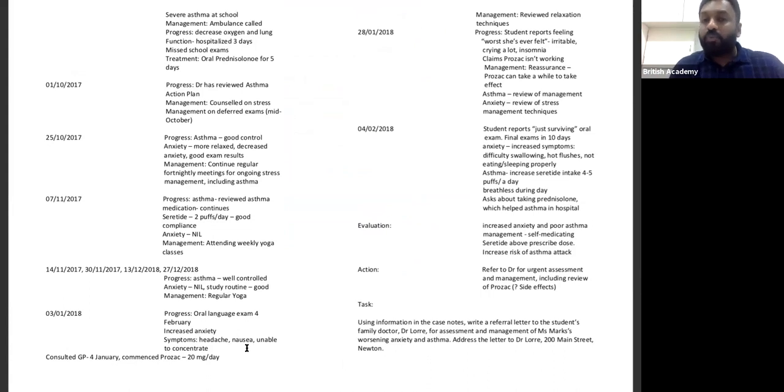So after the Prozac was started, you can see 28/1/2018, patient progress: student reports feeling worse than she ever felt, irritable, crying a lot, insomnia, claims Prozac is not working. So this is the initial event, which can be your second paragraph. This is not an emergency letter, so it's not required that the second paragraph should always be about the recent events.